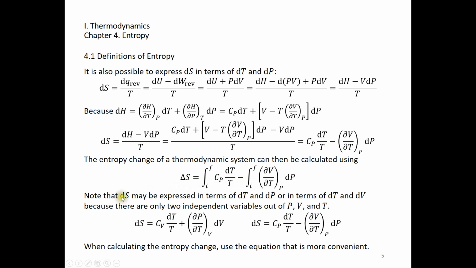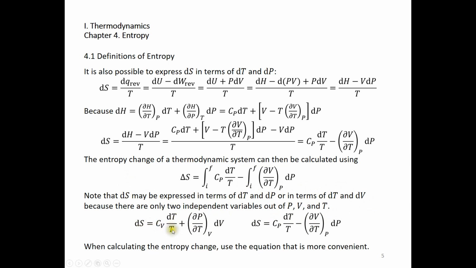So note that this dS can be expressed in terms of dT and dP, or in terms of dT and dV. And again, because there are only two independent variables out of P, V, T, it's okay to pick any two variables. You can even express entropy as a function of P and V, but it's not very convenient. So usually we say the entropy is a function of T and P, or a function of T and V. And we got these two expressions for dS.